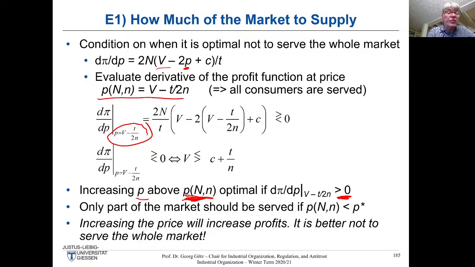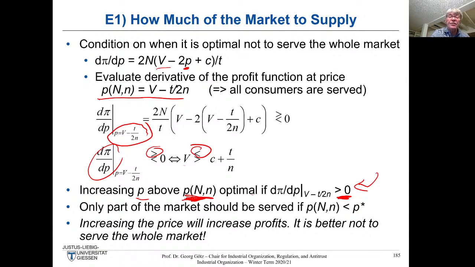slope, or if the sign of this derivative, is positive. And this holds only if V is smaller than C plus T over N. On the other hand, if C is very high, it's better to increase the price above the price where you serve everyone, and you serve only part of the market. In case you printed out or downloaded the slide deck, I added just this single line here, okay?